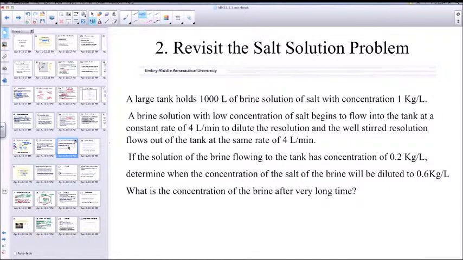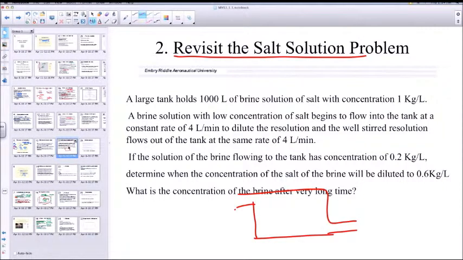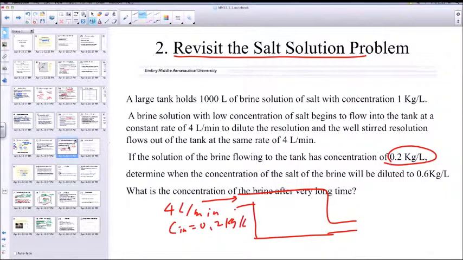Now, let's revisit the salt brine problem. You remember, in last lesson, we have a tank that holds 1,000 liters of brine solution, and it flows in at 4 liters per minute. The concentration is 0.2 kilograms, and the flow out is at the same speed, and then the concentration we know is the total amount of salt divided by the volume, and that's the question.